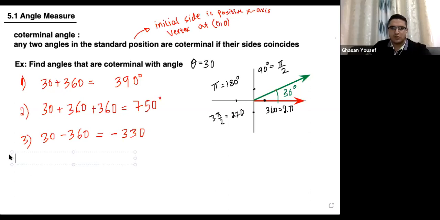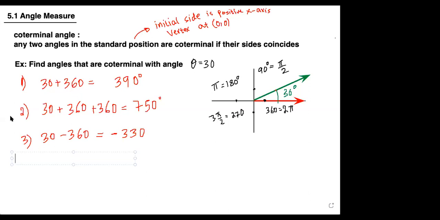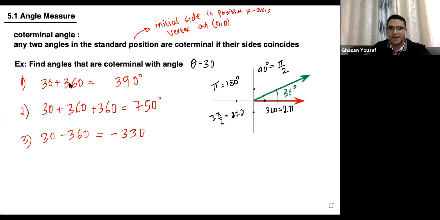Is it clear? Can you explain one more time? To find any coterminal angle, you add 360 to the original angle. So the theta, just add 360, and you will get the first angle. This angle is coterminal to the angle theta. And the same thing, if you keep adding 360, you will get a lot of angles, and all these angles are coterminal to the angle theta.